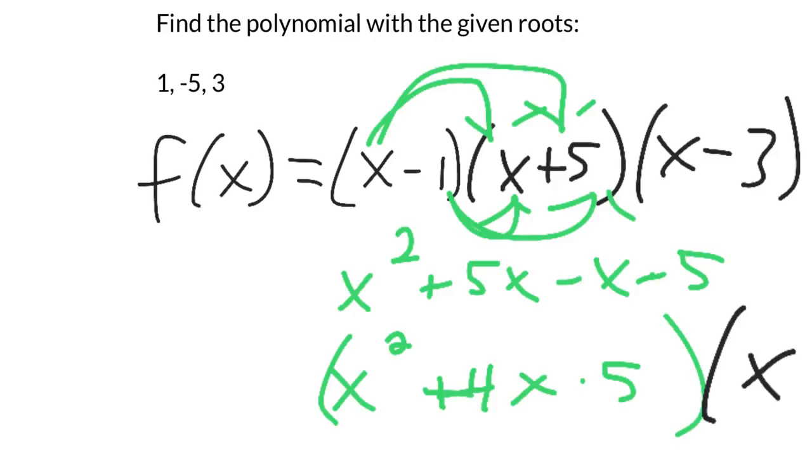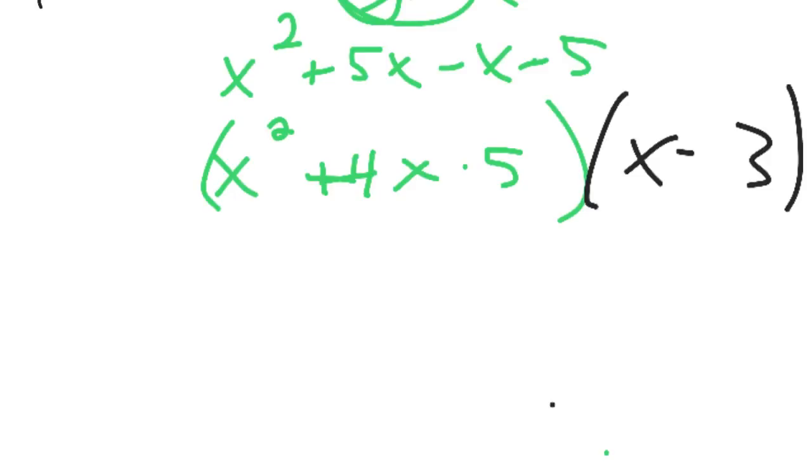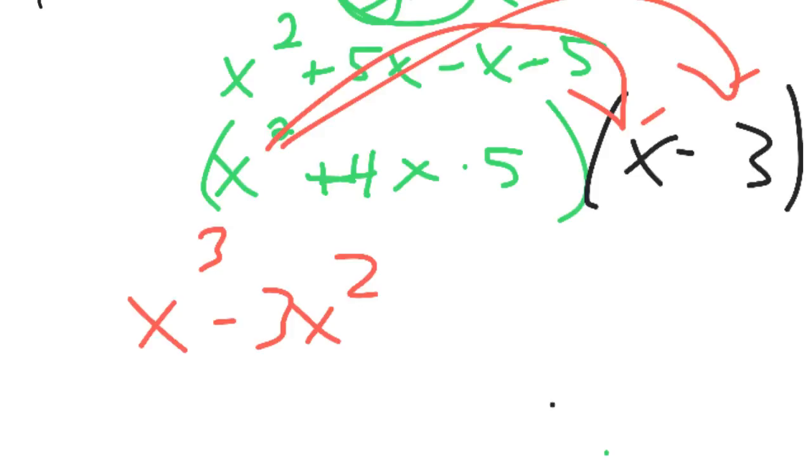Still x minus 3. So to finish putting this in standard form, you got to multiply that green parentheses times that black parentheses. So the first number, x times x, gives you x to the third. X squared, sorry, that's x squared times x. So x squared times -3 gives us -3x squared. Maybe different colors will help here. 4x times x gives us 4x squared.